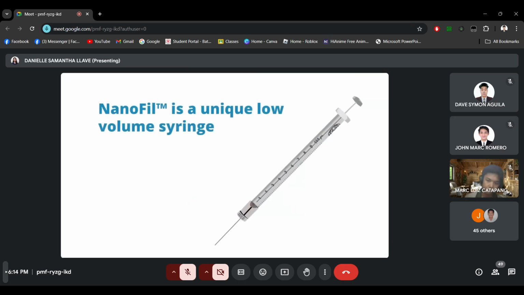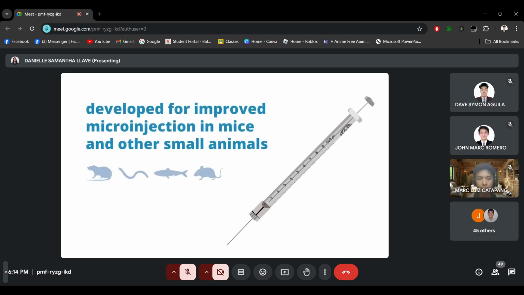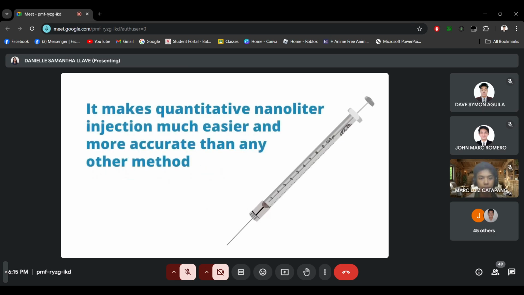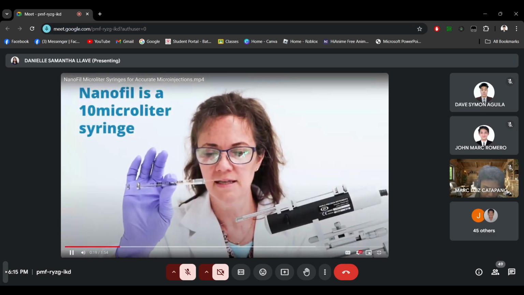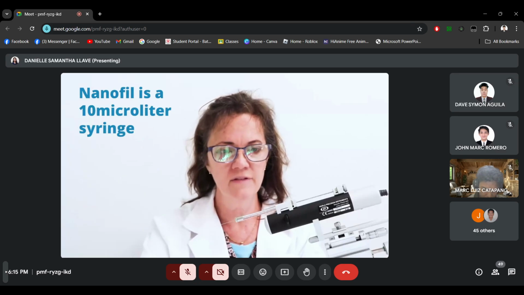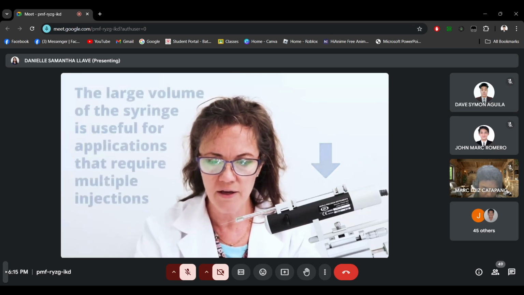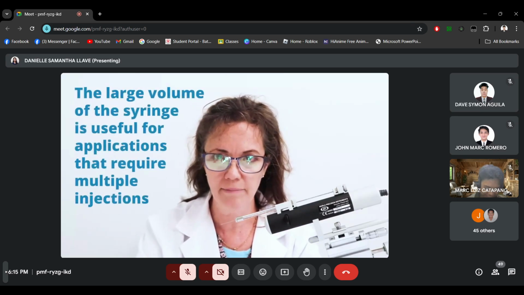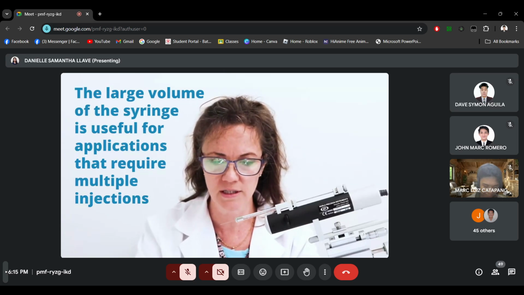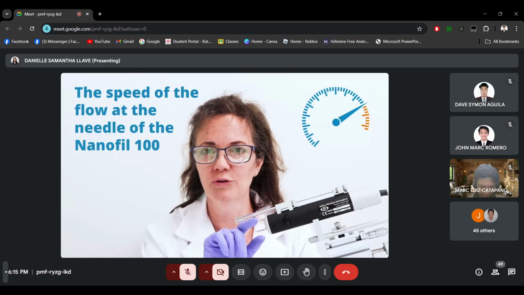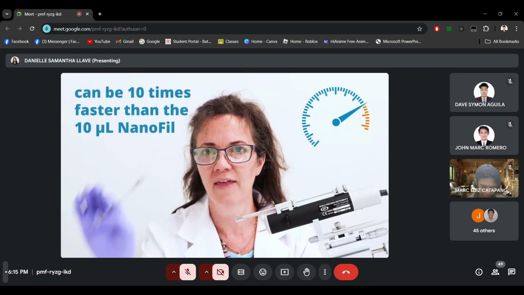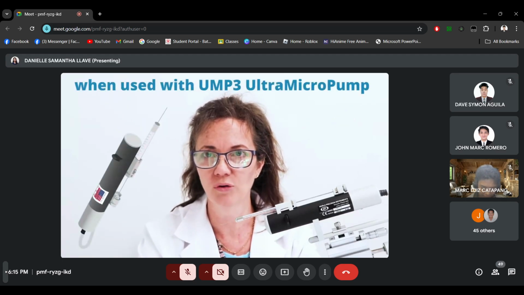NanoFill is a low-volume syringe for improved microinjection in mice and other small animals. It makes quantitative nanoliter injections much easier and more accurate than any other method. NanoFill is a 10 microliter syringe, and the NanoFill 100, which I have on here, is a 100 microliter syringe. The volume of the larger syringe is useful for applications that require multiple injections. The speed of the larger syringe can be 10 times faster than that of the NanoFill 10 microliter syringe when it's used with the UMP3 Ultra micropump.